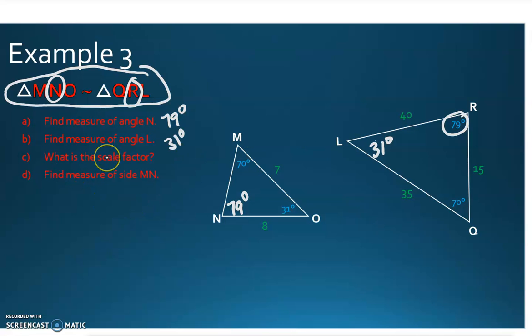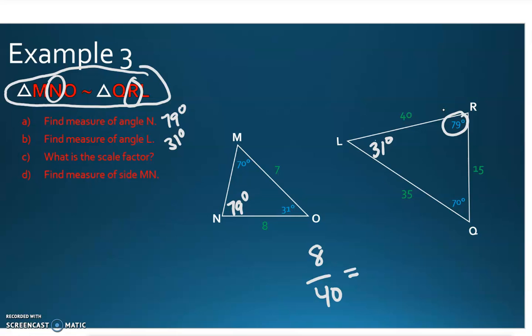Question C, what's the scale factor? Well, I just need to find two sides that correspond with one another. So let's start with MN. Do we know MN? We do not. So let's go to the next side. What about NO? Do we know side NO? We do. It's 8. What side corresponds with NO in the other triangle? RL does. What's RL? 40, right? So that means that NO and RL correspond to one another. So it's 8 over 40. So that's your scale factor, 8 over 40.